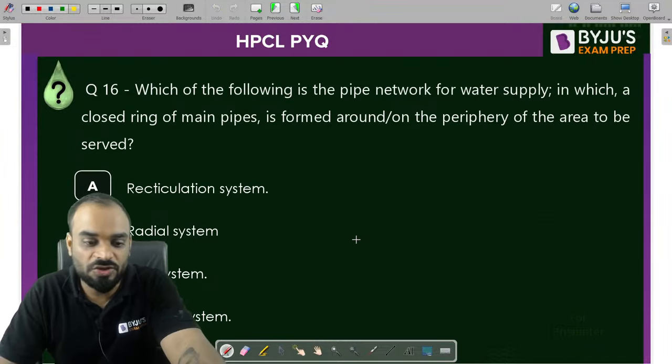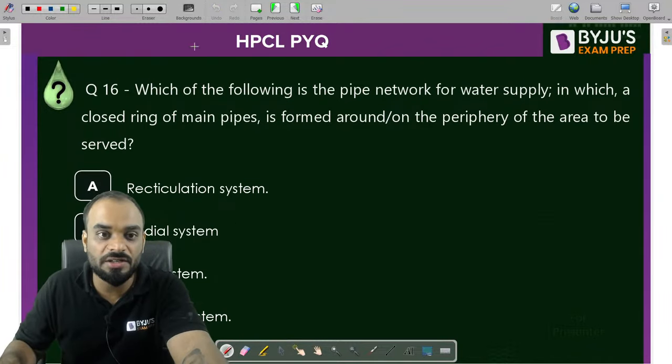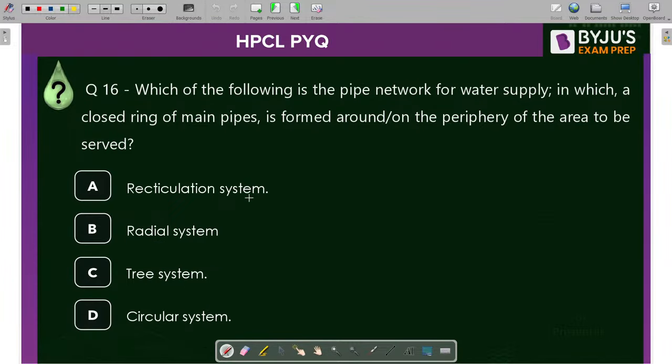Okay. Next question, guys, which is related to the distribution system. Water distribution system or water supply system. Kindly read it very quickly, guys. Which of the following is the pipe network for water supply in which a closed ring of main pipe is formed around the periphery of the area to be served? Radial system, or it should be ring system. Is it a radial system or ring system?